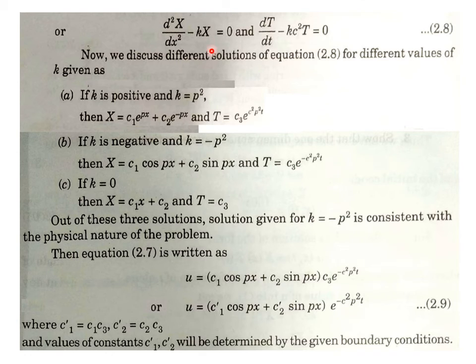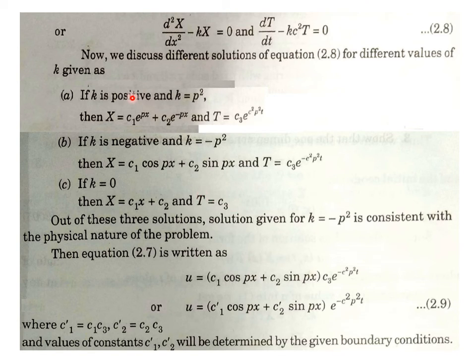And for the zero choice of k, that is if k equals 0, then it is simply d2 capital X by dx square equals 0. So integrating it twice, we will get capital X equals c1 x plus c2. And if k is 0, then d capital T by d small t is 0, meaning integrating once it will provide capital T equals c3.